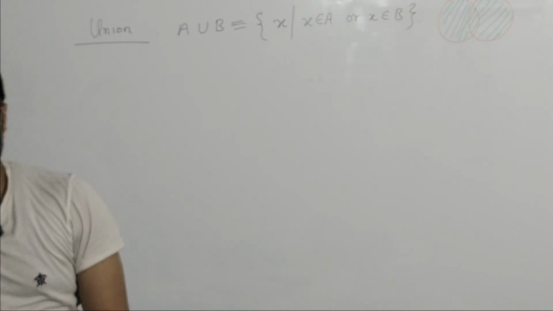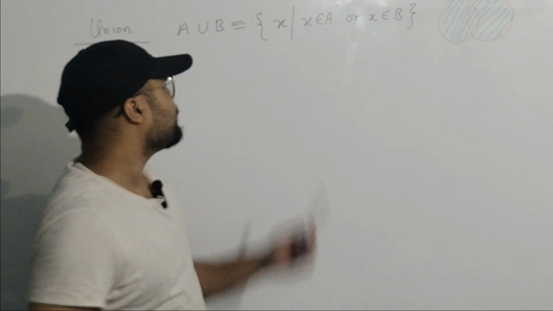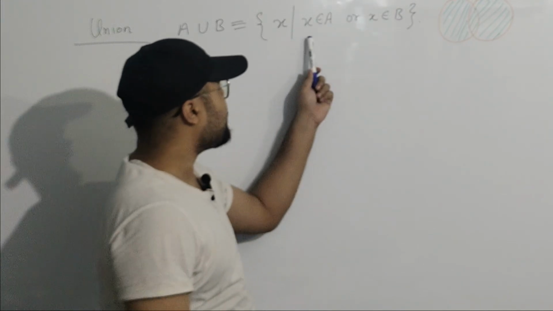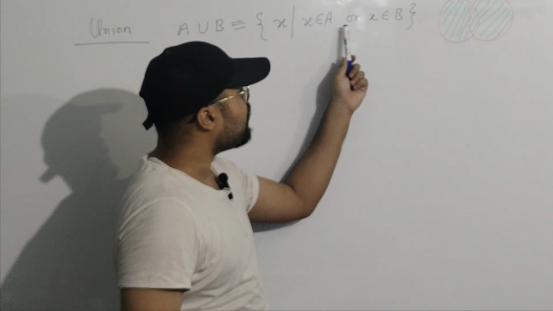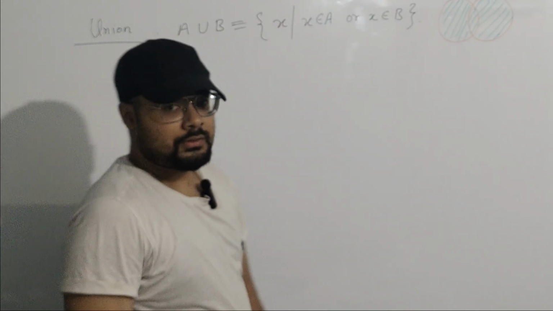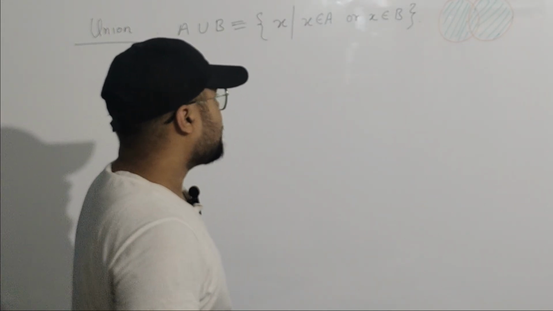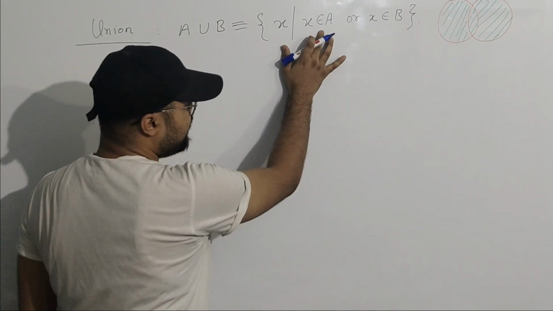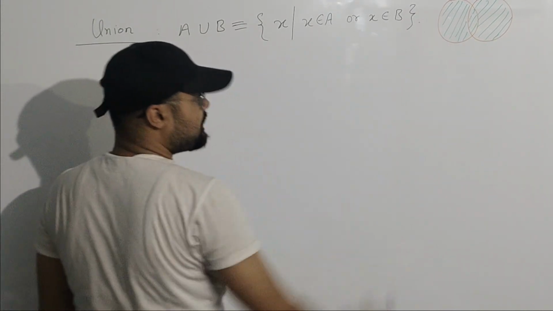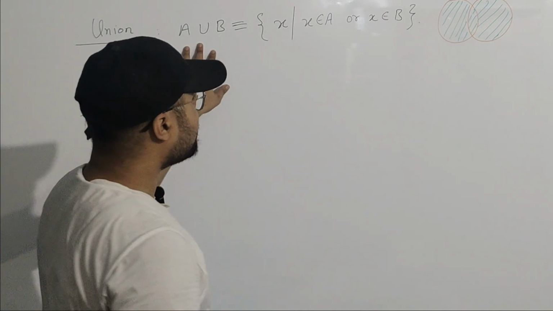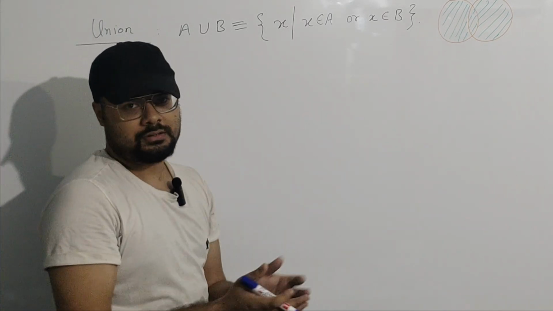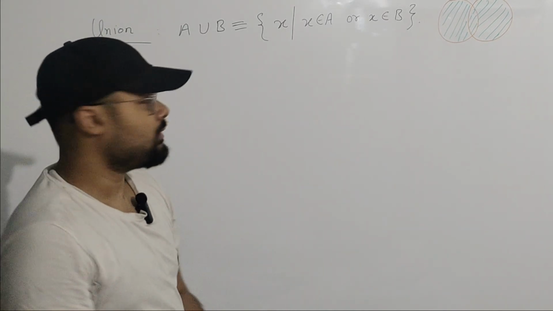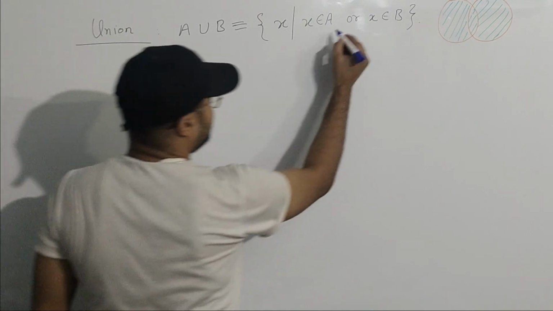So we know that a union of sets, A union B, is equal to X such that X belongs to A or X belongs to B. So it can be all the elements that are in A and all the elements that are in B. So A union B consists of all those elements that are in A and that are in B. And that's how we represent it.